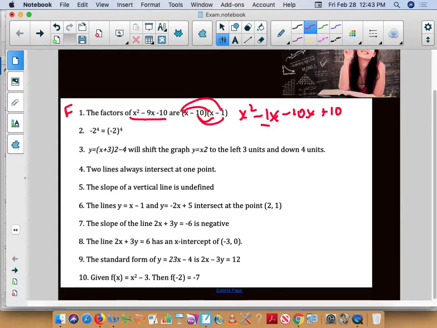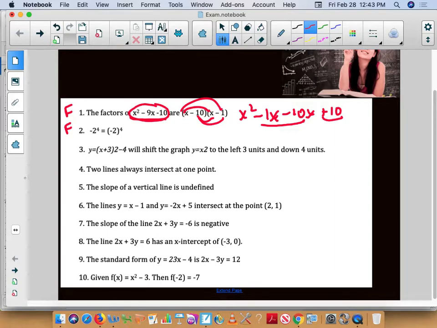Okay, so anyway, do y'all see that would give me a negative 11x and a positive 10 in the back? And so I distributed and I did not get this expression. Simple algebra. Okay, so I'm moving on unless you have a question. Okay, this one is also false.